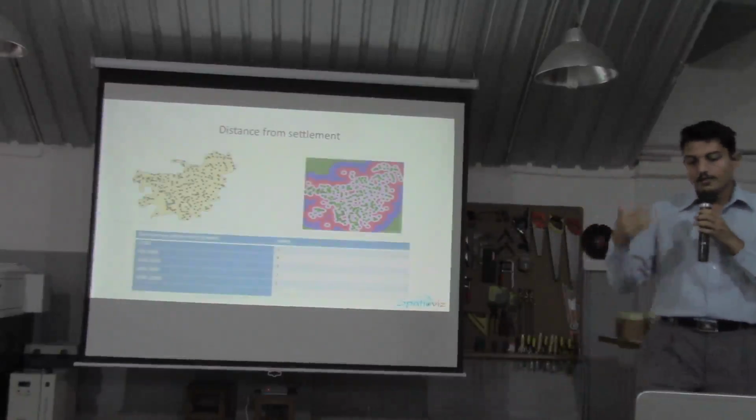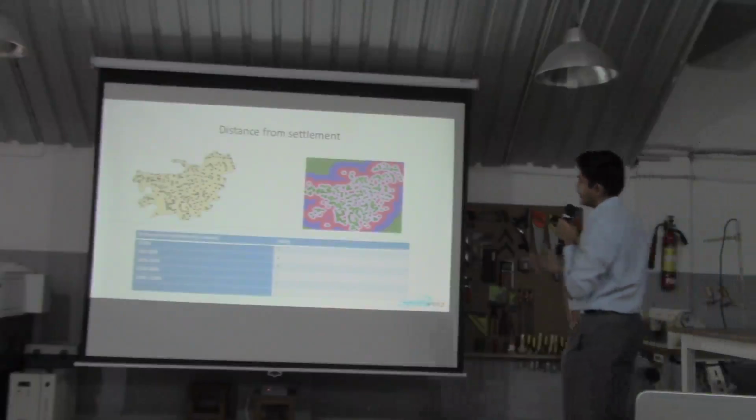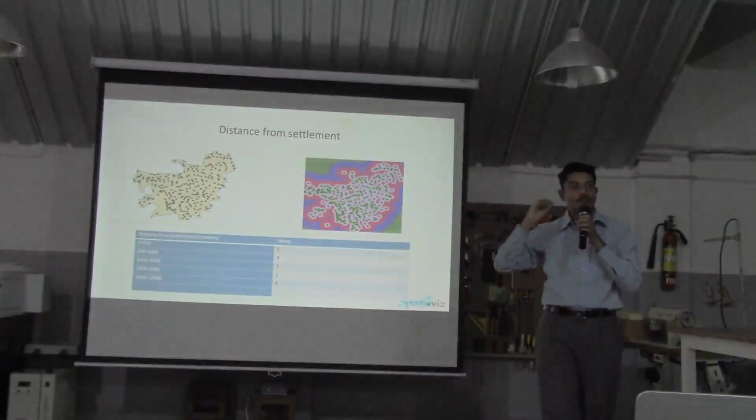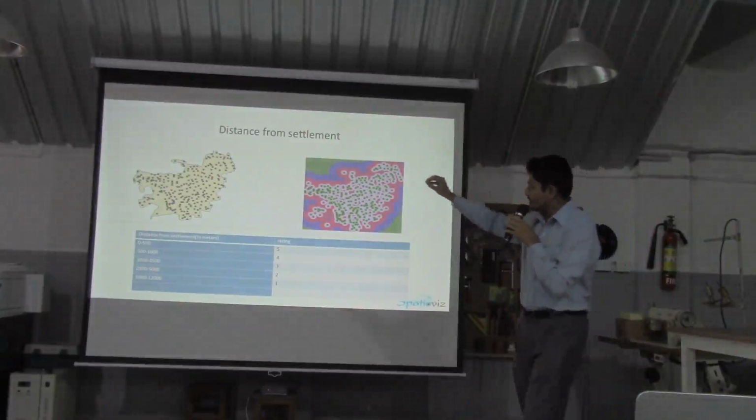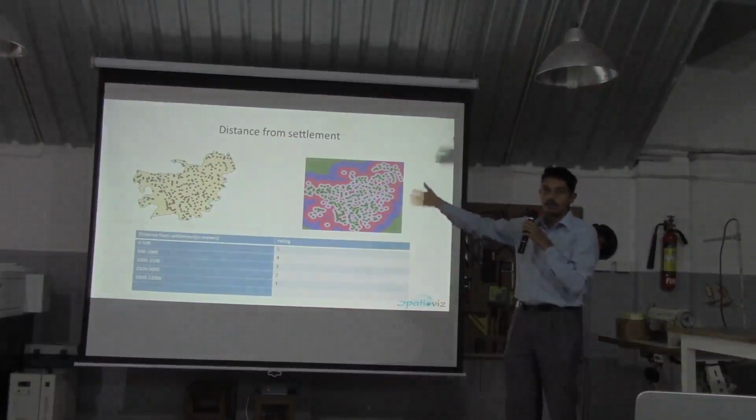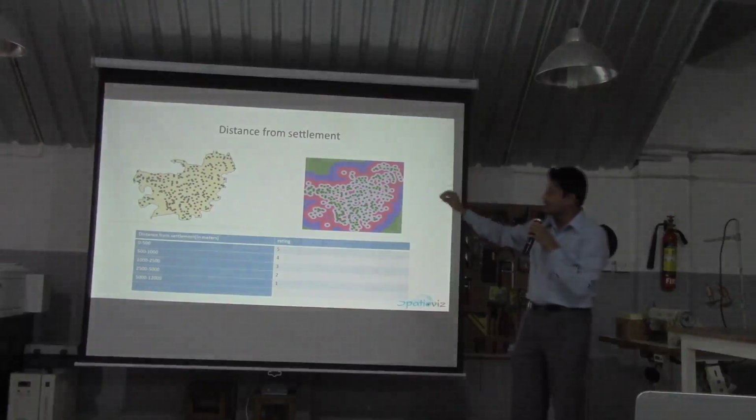And we started getting various levels of data. So this is one data which shows the settlements. Settlements can be villages, it can be towns, or it can be habitats. So where are all the habitats in this particular area? The study area that we took is the Anekal Taluk. So in Anekal, which are all the settlements?